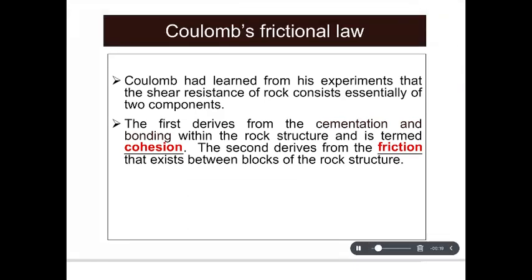Coulomb's friction law. Coulomb had learned from his experiments that the shear resistance of rock consists essentially of two components. The first derives from the cementation and bonding within the rock structure and is termed cohesion. The second derives from the friction that exists between blocks of the rock structure.